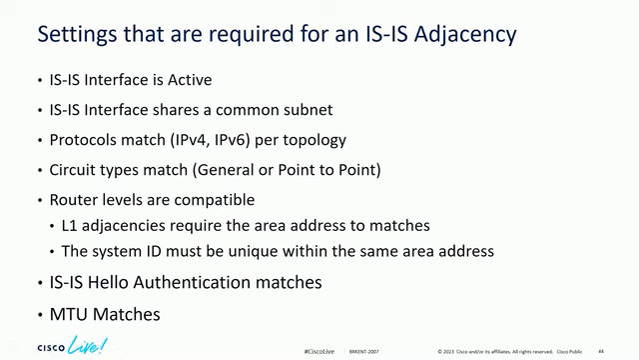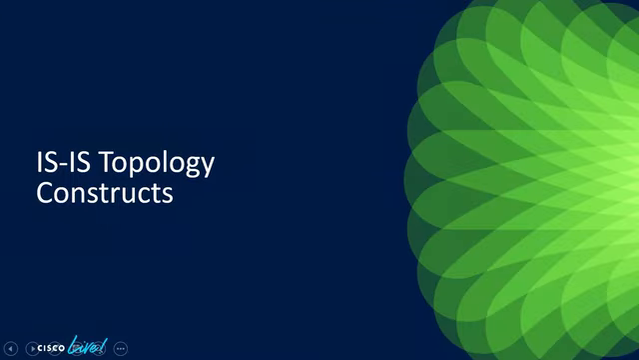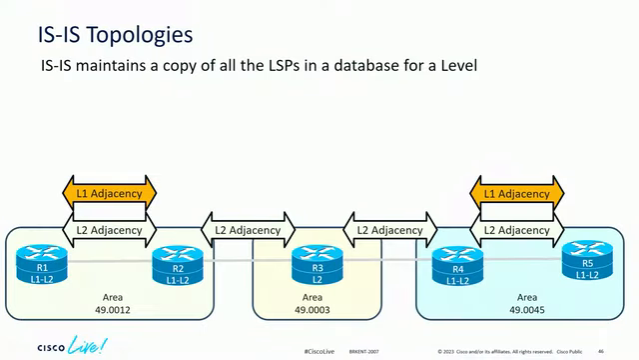Any questions on this? Okay. All right, so let's talk about the topology constructs and how it is built together. Right now, taking us back to our topology where R1 through R5 are all L1 and L2 routers, and we've got three areas. Like I said before, they're going to maintain a copy of the LSPs in a database for a level. So how many topologies do you guys see in this diagram?